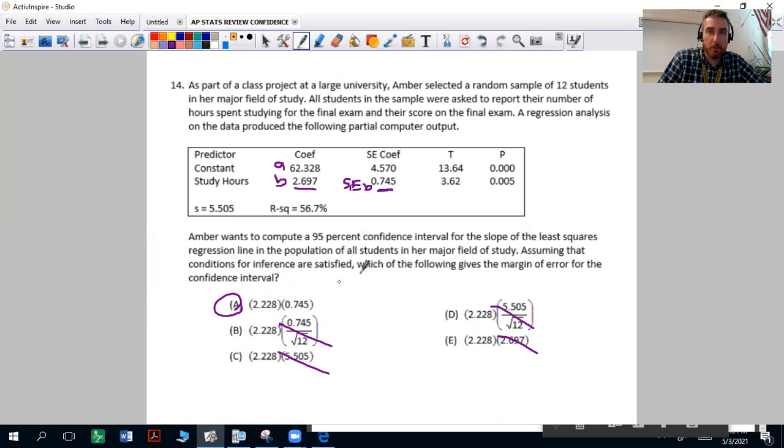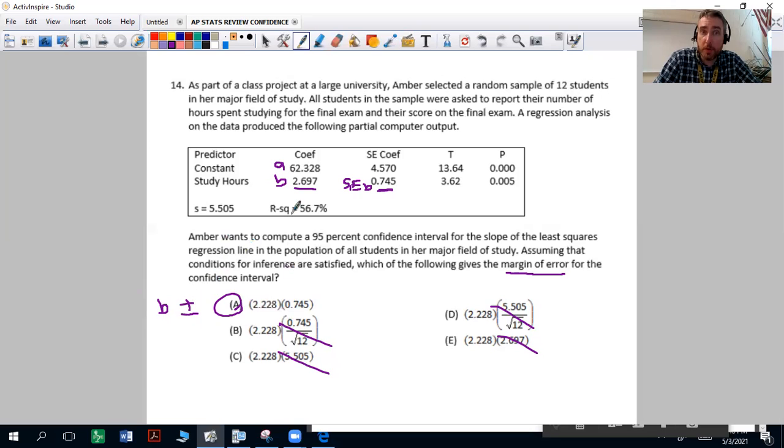But where's the slope? Remember, Amber wants to compute a 95% confidence interval for the slope of the least squares regression line in the population of all students of her major field of study. Assuming that conditions for inference are satisfied, which of the following gives the margin of error? And remember, margin of error is your statistic plus or minus this stuff. So we don't need that 2.697. That's before the plus or minus sign.